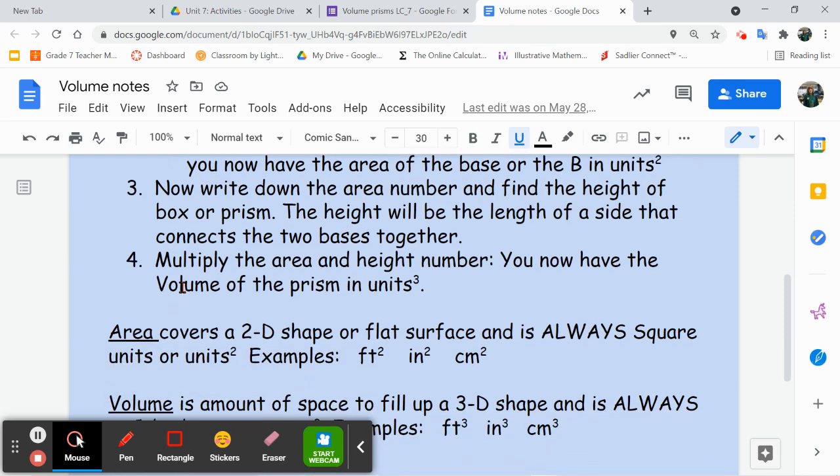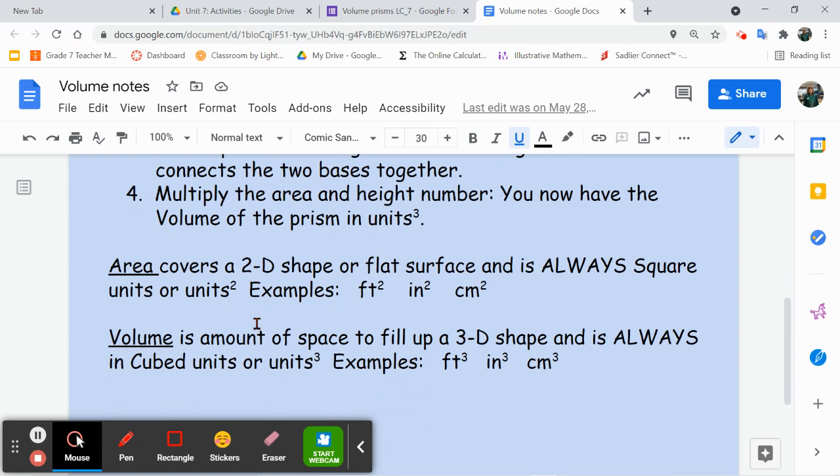That's it. Okay. Remember, area covers a two-dimensional shape or a flat surface, and it's always in square units or units squared, like feet squared, inches squared, centimeters squared. Volume is the amount of space to fill up a three-dimensional shape, and it's always in cubed units or units to the third power or units cubed. Example, feet cubed, inches cubed, centimeters cubed.